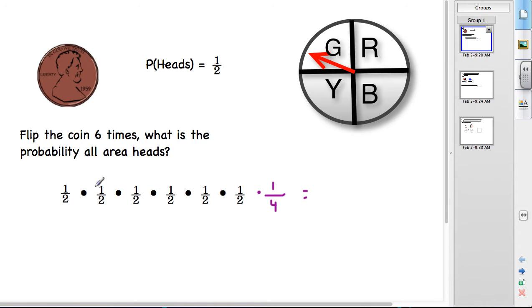So you multiply across, all those are 1, so 1 times 1 times 1 times 1 times 1 times 1 is 1, and 2 times 2 is 4, times 2 is 8, times 2 is 16, times 2 is 32, times 2 is 64, and 64 times 4 is 256. So this would be 1 over 256. Again, on compound, you just multiply them.